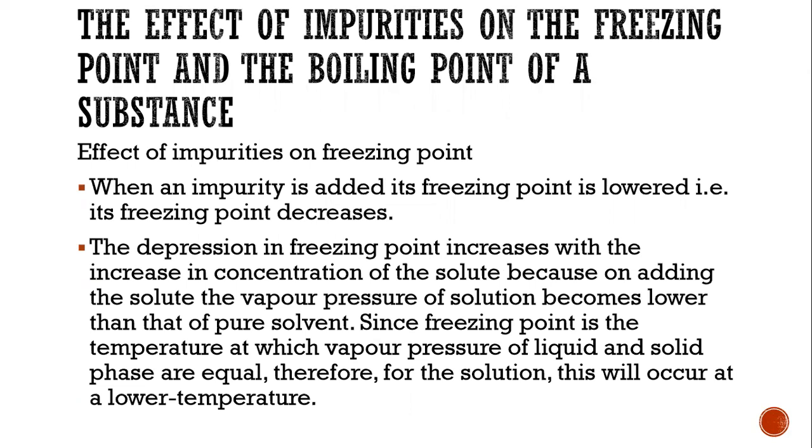When an impurity is added to a substance, its freezing point is lowered. This means its freezing point decreases. The depression in the freezing point increases with the increasing concentration of the solute because, when adding the solute, the vapor pressure of the solution becomes lower than that of the pure solvent. Now, since the freezing point is the temperature at which the vapor pressures of the liquid and the solid phase are equal, this will occur at a lower temperature.